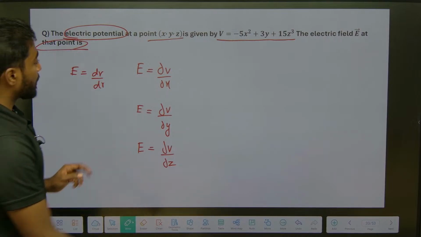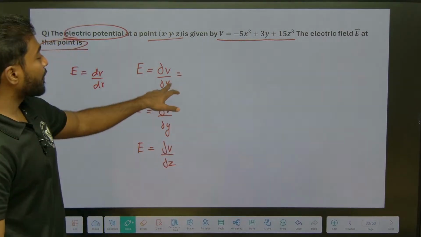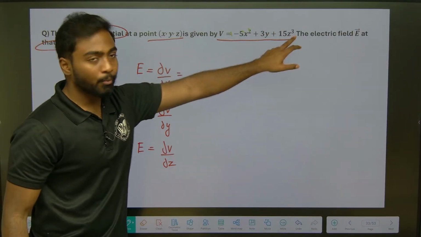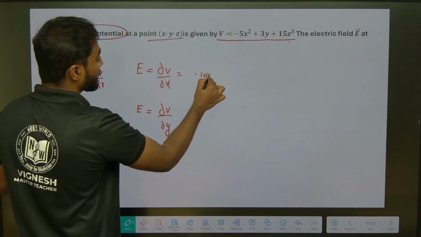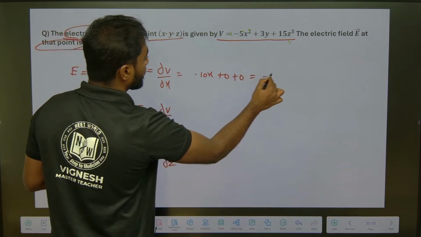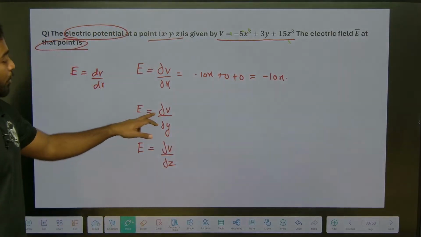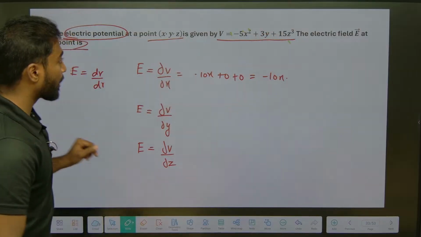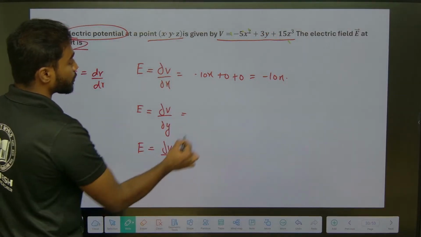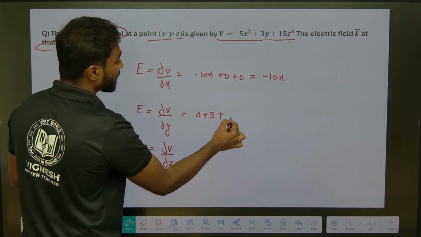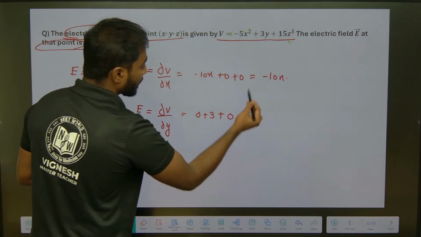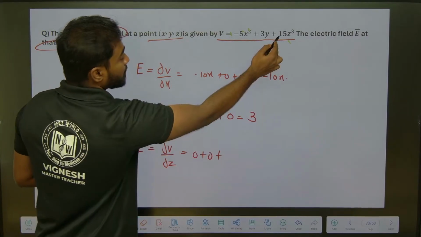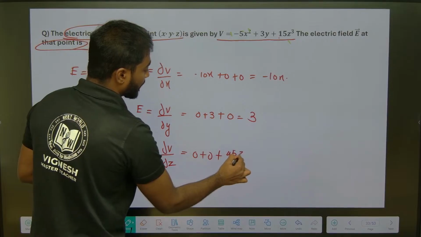Now if you see here, we need to differentiate partially with respect to only x. The remaining terms will become 0. So this is minus 10x plus 0, which is nothing but minus 10x. When we talk about y, we need to differentiate only y; the remaining two terms will become 0 again. So it will be 0 plus 3 plus 0, so finally it will be 3. For z, it will be 0 plus 0 plus, 15 threes are 45 z square.